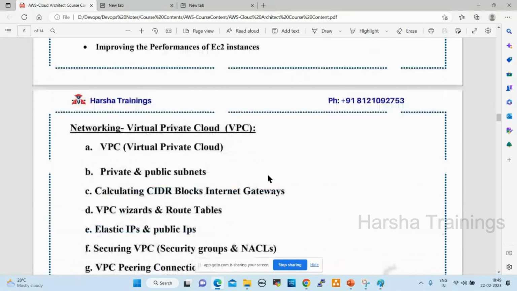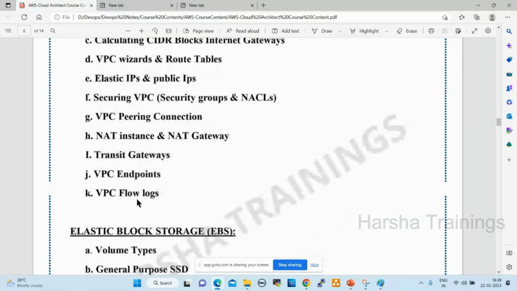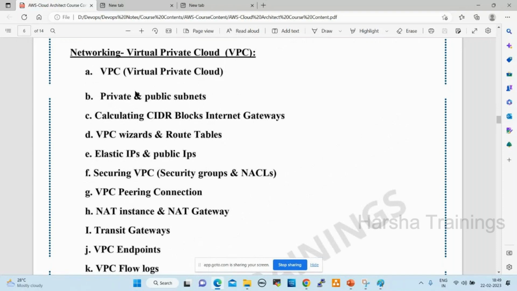Next one, the networking part. The networking part is very, very important here. VPC, virtual private cloud. What is VPC? What is a private cloud? What is a private subnet? What is a public subnet? There are different ways we can work on VPC peering. How can we connect two different VPCs? What is a NAT instance, NAT gateway, transit gateways, VPC endpoints, VPC flow logs? These are all things we can work on. VPC is very, very important here. This will take 2 to 3 days, more than 3 days it will take. We'll do a deep dive.